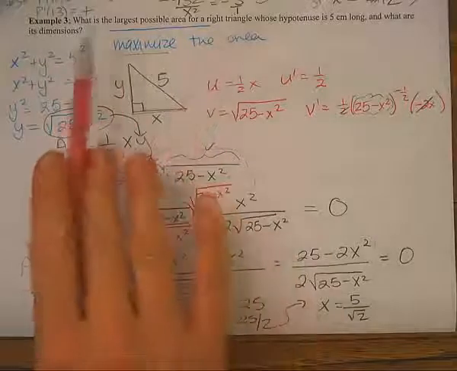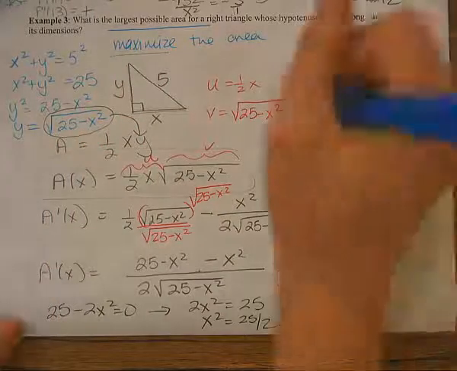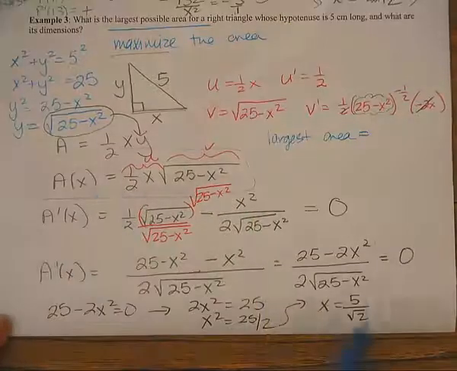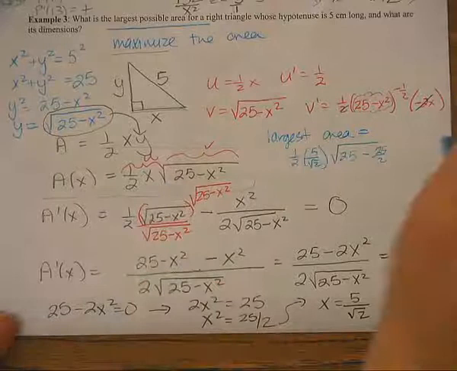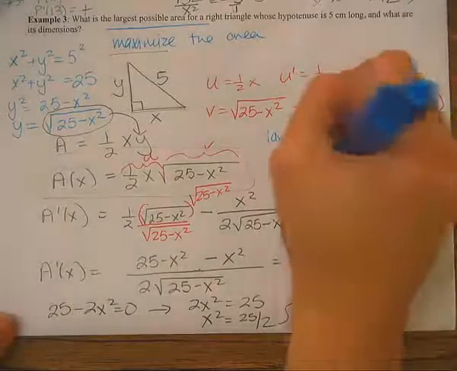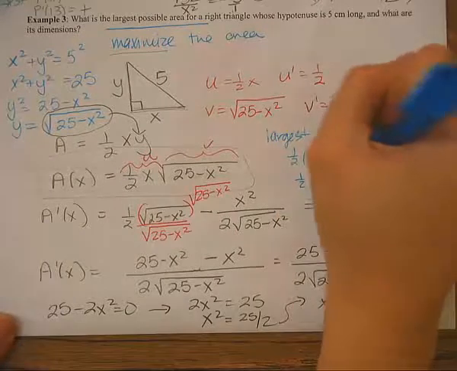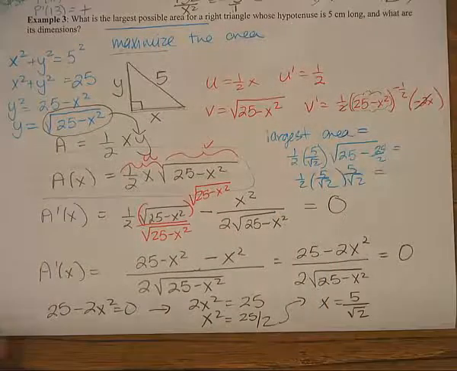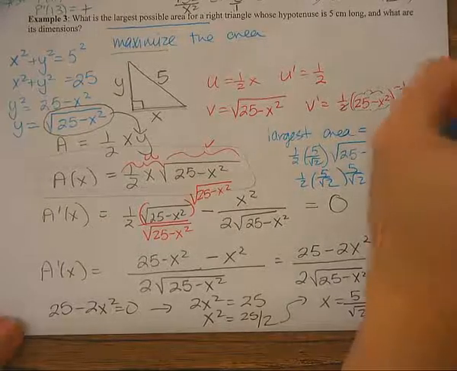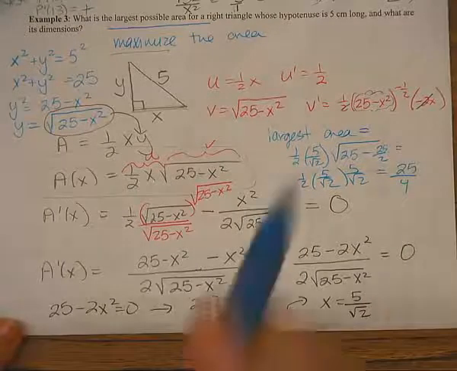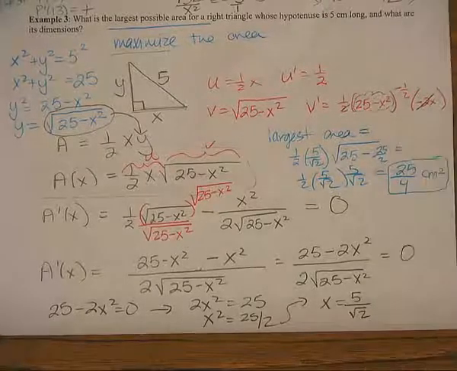So the question is, what is the largest possible area? So the largest possible area is what I get when I plug 5 over rad 2 into this equation. And so then I end up with 1/2 times 5 over rad 2 times, again, 5 over rad 2. And so I end up with 25 over 4. And that is centimeters squared. So that's the largest area.